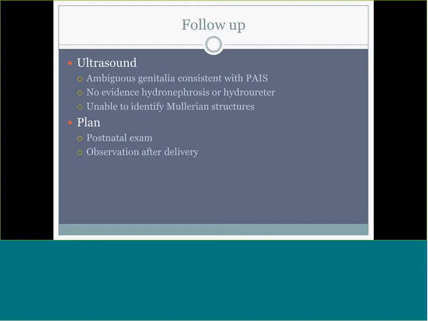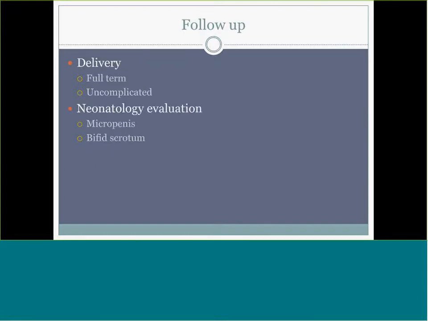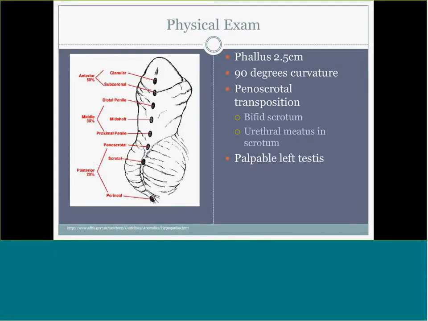And so this is the 28-week ultrasound, consistent with partial androgen insensitivity, no hydronephrosis, and we were not able to identify Müllerian structures. At this point, I'd spoken to Dr. a couple times about could they see a uterus in there, and the plan was just to see the baby postpartum. Baby had an uncomplicated full-term delivery, and the neonatology evaluation was that there was micropenis and bifid scrotum.